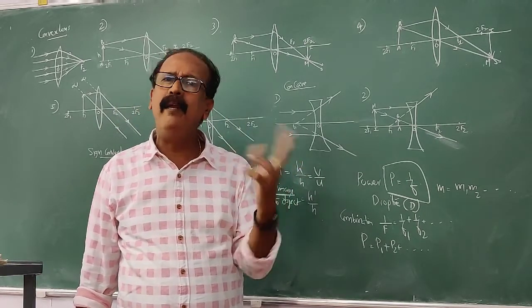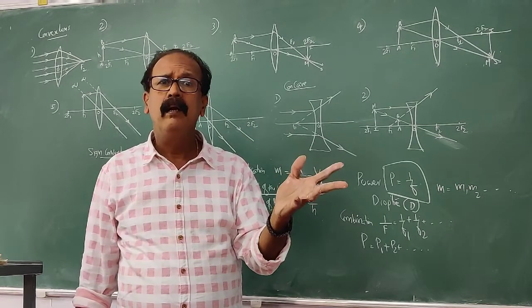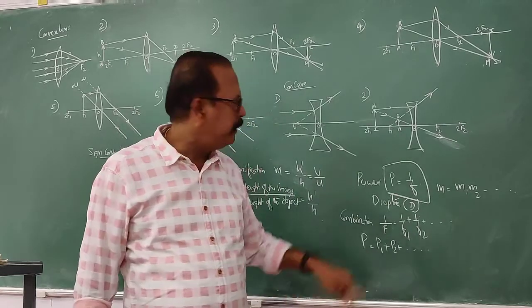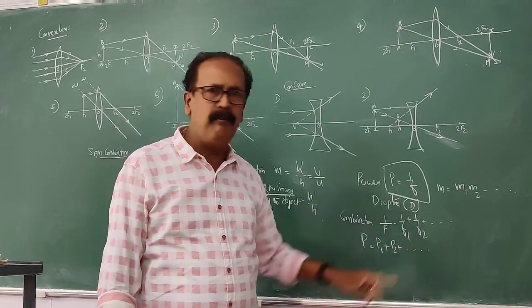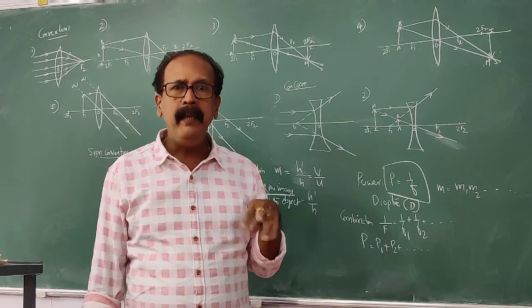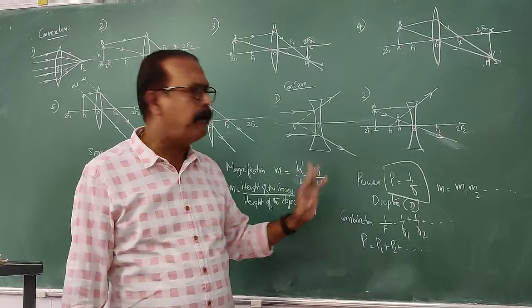Focal length must be converted to centimeter, centimeter to meter, and then find 1 by the focal length in meter. That will be the power in diopter. If you want to write the unit, the focal length must be converted into meter, then find 1 by it. You get the power in diopter.